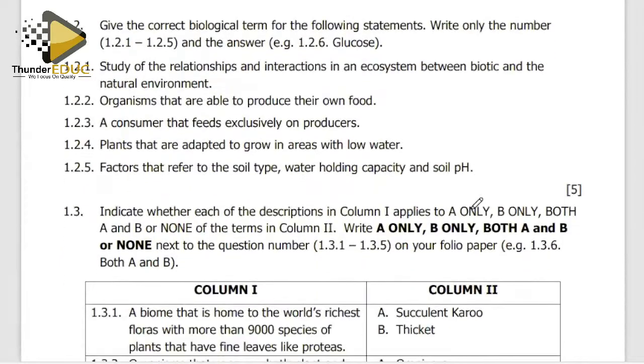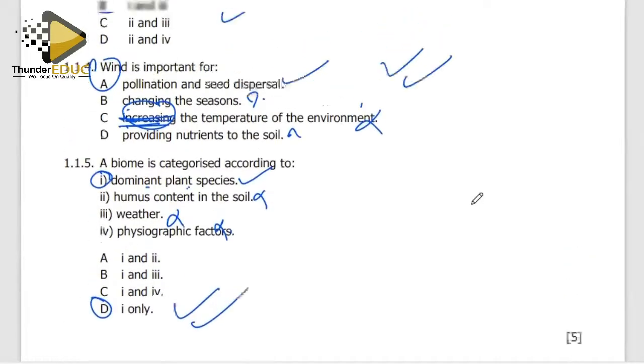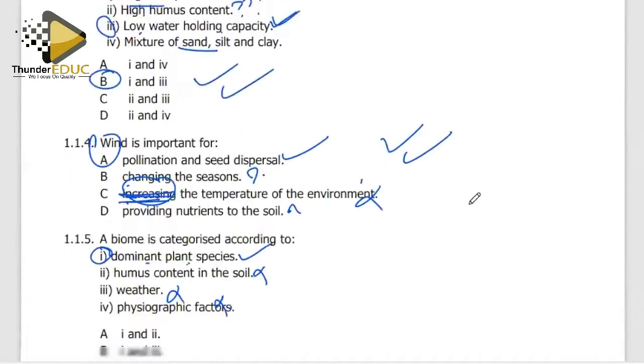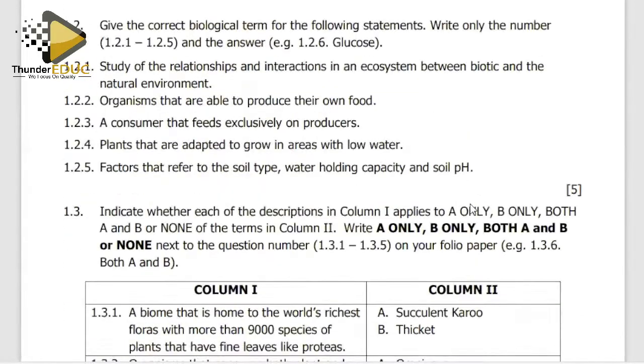We got the terminologies. Who got 5 out of 5? Who got 5 out of 5? Then we go to the next question.